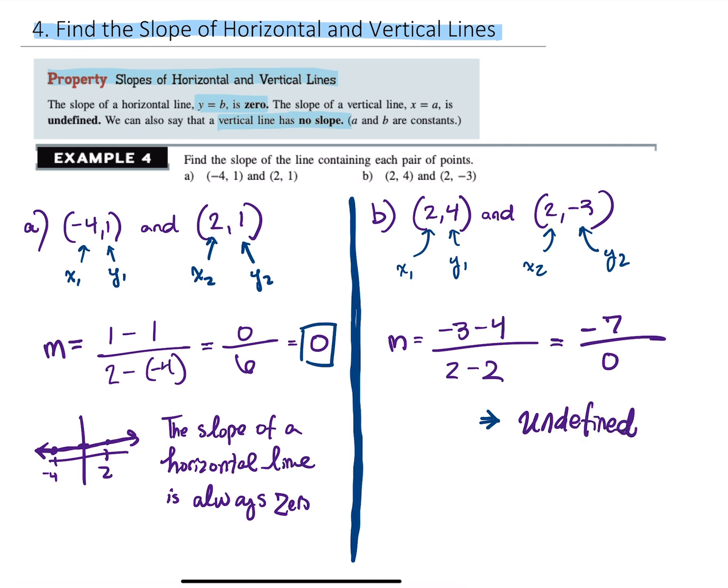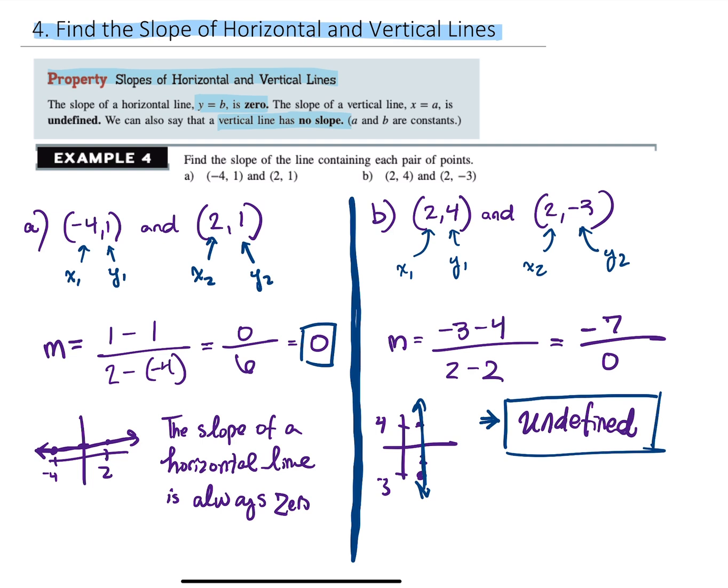So that's why we say this is a vertical line. If we were to graph this, I'll do a similar little sketch here. Let's say this is +2 on the x-axis. Let's call this +4 and this -3. Our points would be like this on top of each other, because they have the same x-coordinate of +2. So it's a vertical line and the slope is undefined.